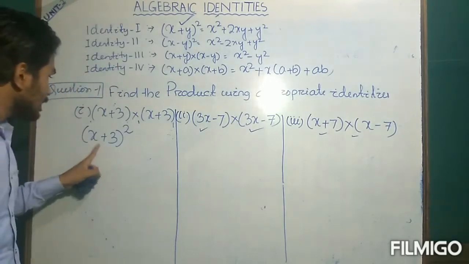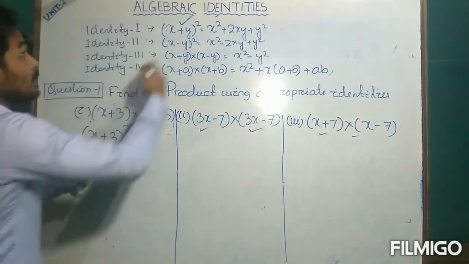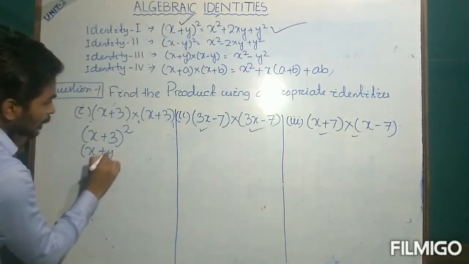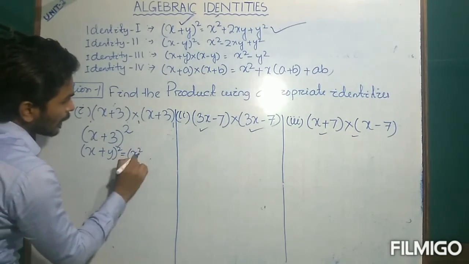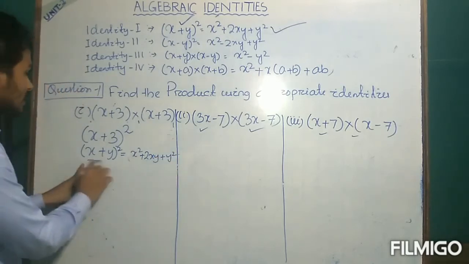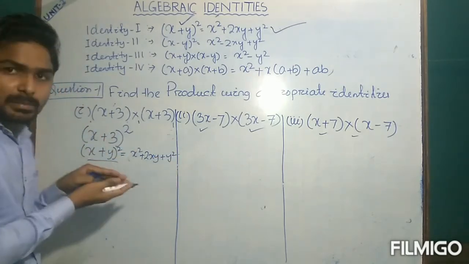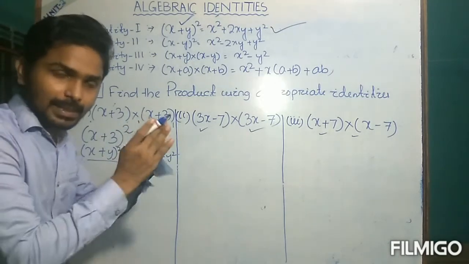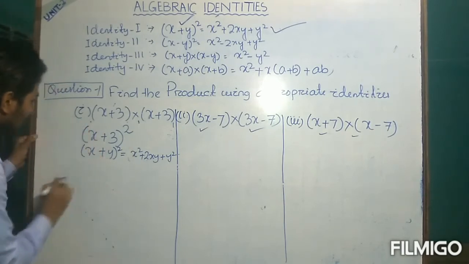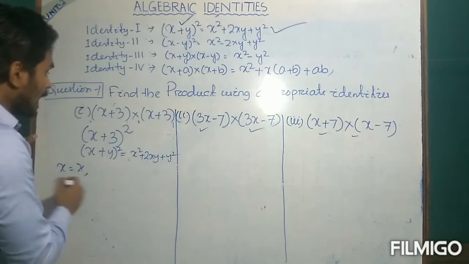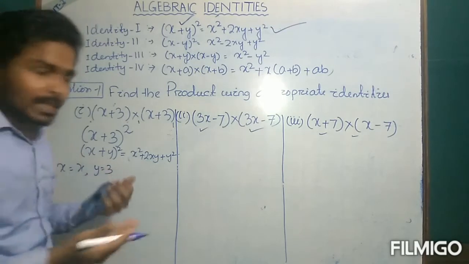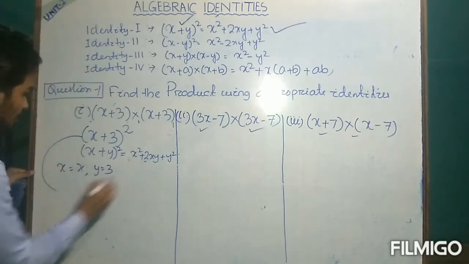Now you can see this term resembles identity 1. In identity 1 we have (x plus y) whole square is equal to x square plus 2xy plus y square. Now the LHS resembles this LHS. Resembles means they are similar, not equal. So here in the place of x we have also x, so we can write x is equal to x, and in the place of y here we have 3. Clear?